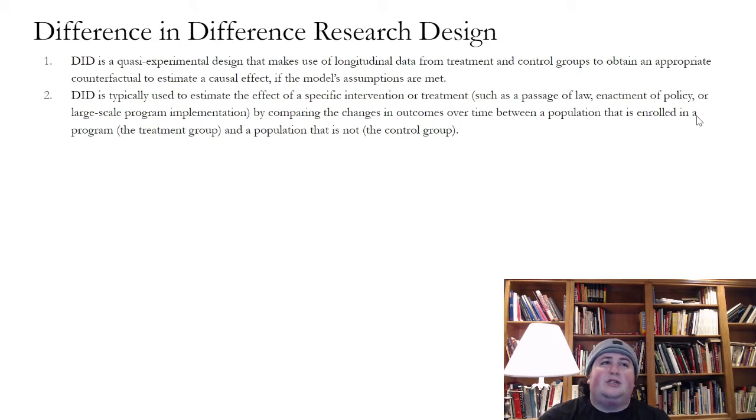Difference in difference research design. It's a quantitative experimental design that makes use of longitudinal data from treatment and control groups to obtain an appropriate counterfactual to estimate a causal effect if the model's assumptions are met. And so what does this mean? So basically it's taking a treatment group, it's taking a control group from longitudinal data, right?